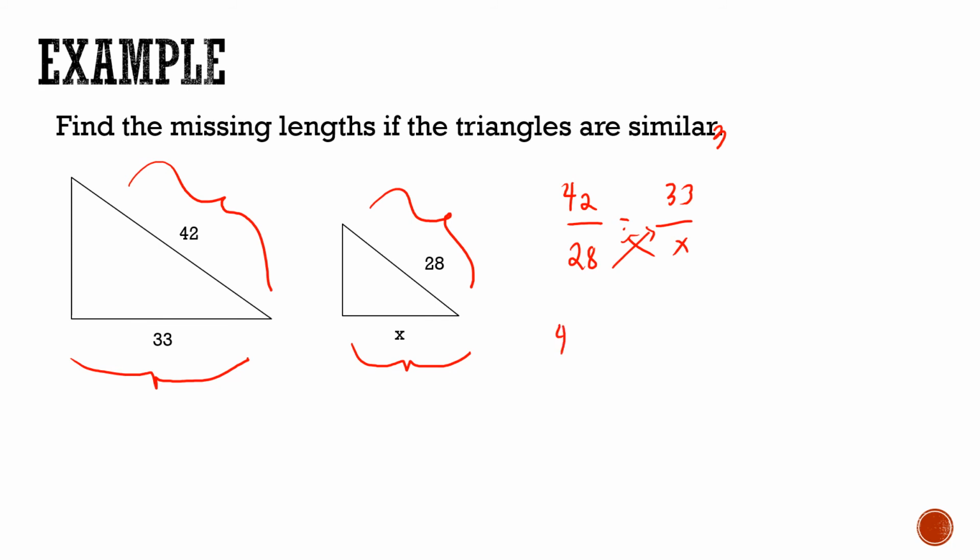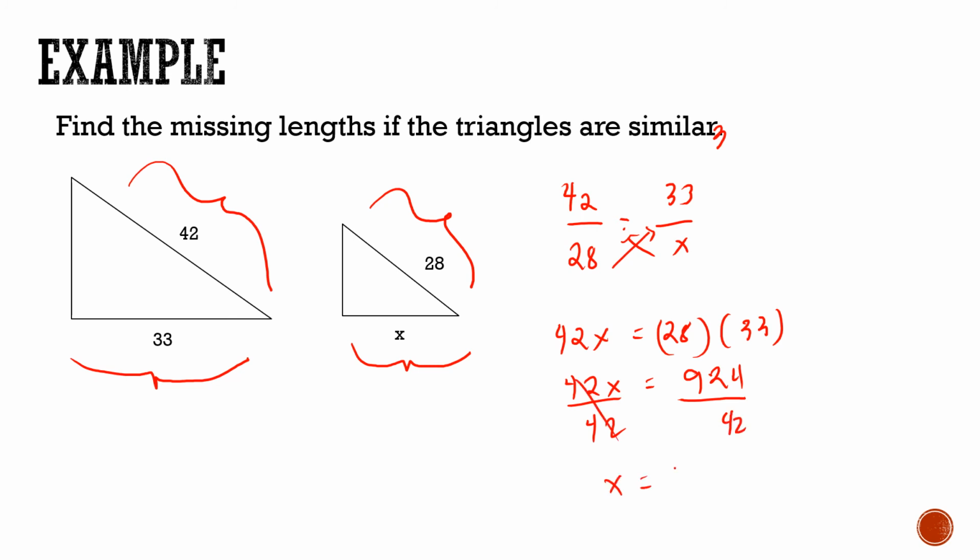So we get 42 times x, that is 42x, is equal to 28 times 33, which is 924. Now let's divide both sides by 42. So x is equal to 22.